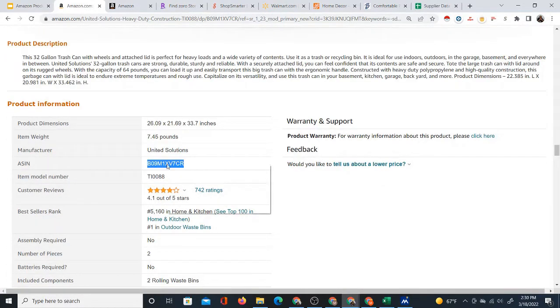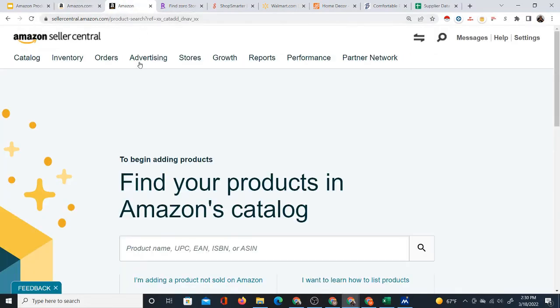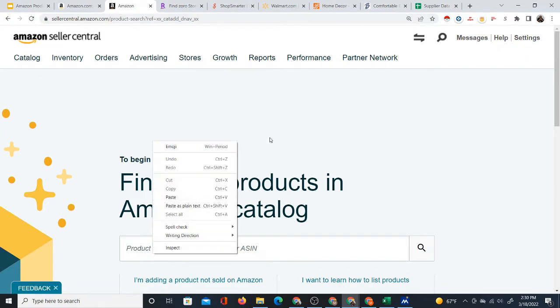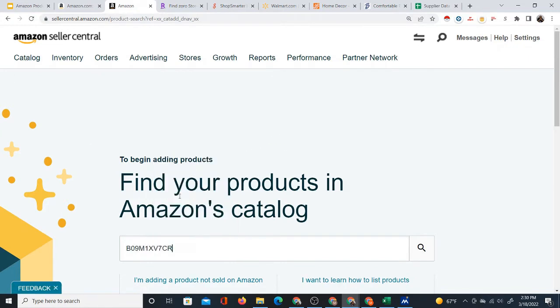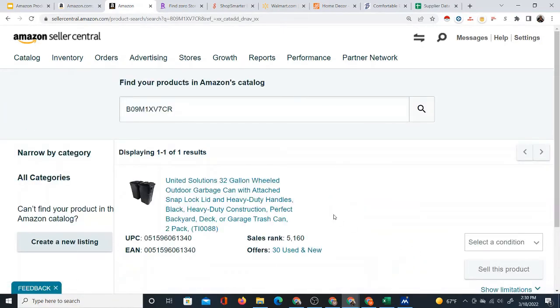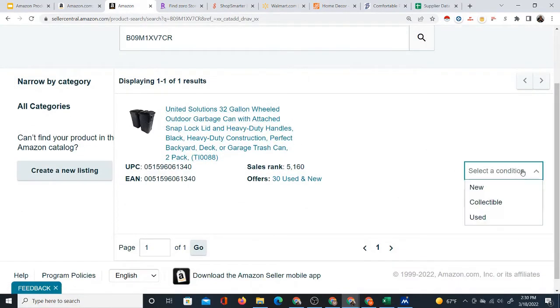all the way at the bottom, and then you would take that to what is called Seller Central. You go to Catalog, Add Products to get to the product catalog, and you can paste that ASIN in here. And from in here, you'll be able to see if you have approval to sell the product, which in this case, I do have approval.